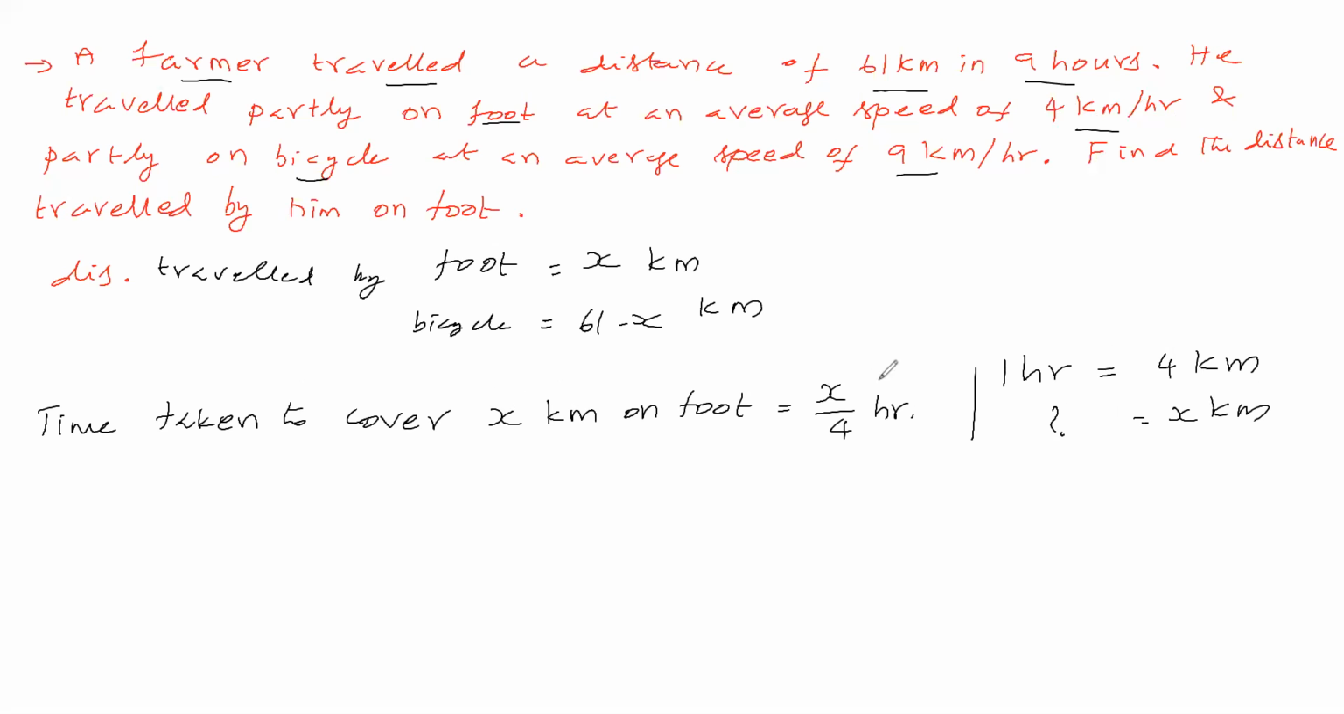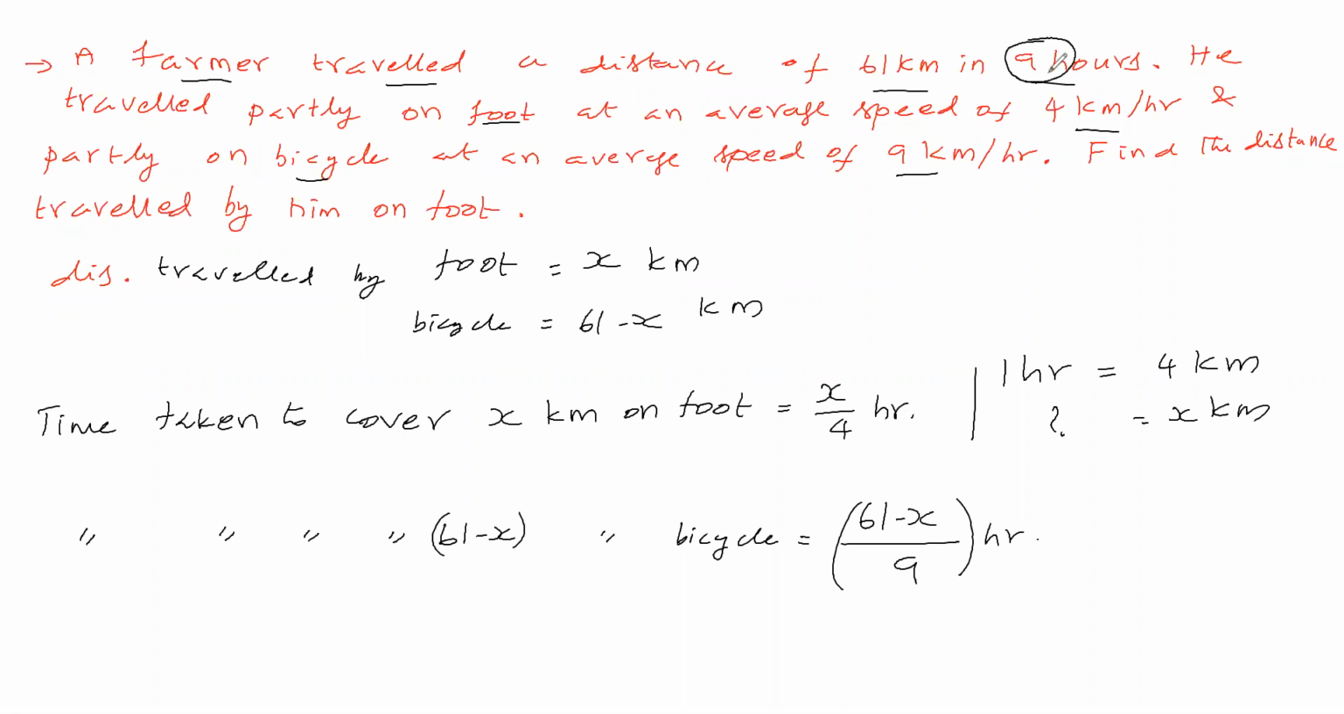Like this for bicycle we will see. The time taken to cover 61 minus x kilometer by bicycle is the distance traveled divided by speed, that many hours. Next, total time. He traveled for 9 hours. Total time given is 9 hours. So we will add these two times. Therefore, x by 4 by foot timing plus 61 minus x by 9 by bicycle timing. Total timing he consumed is 9 hours.